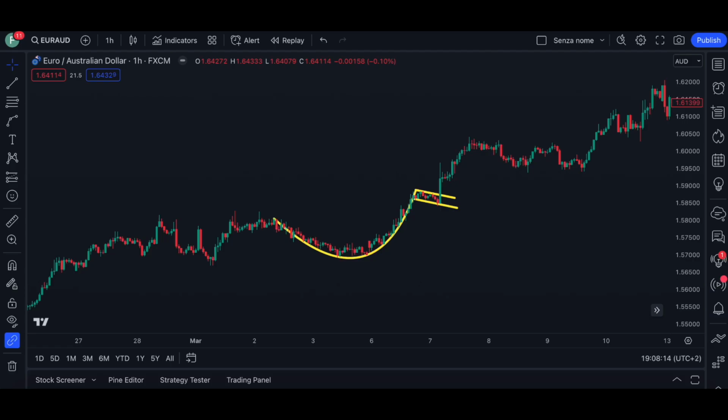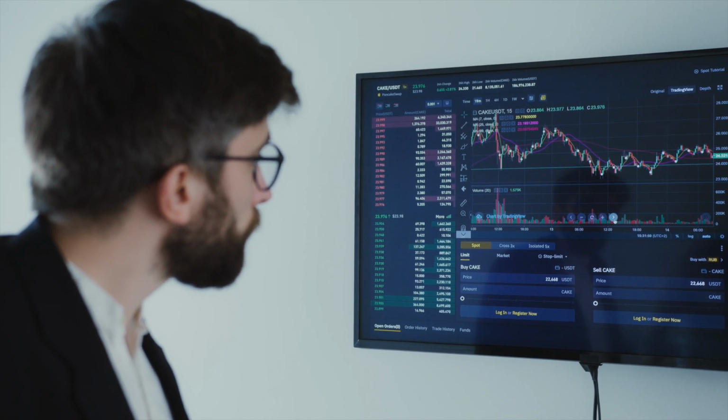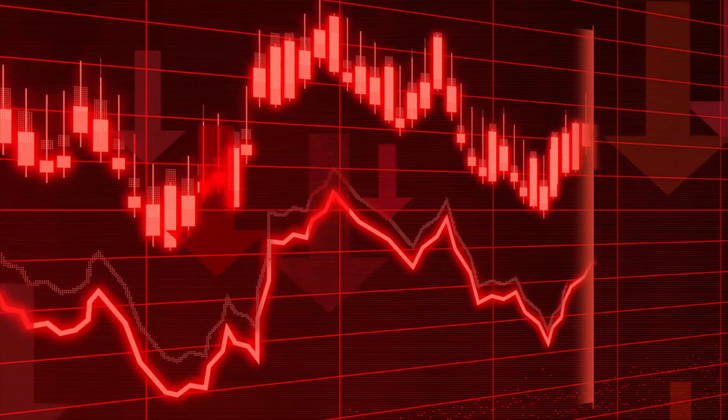And this pattern will allow you to identify good entry points for your trades and determine safe stop losses and accurate take profit levels. Spotting a cup and handle is relatively simple because it looks like a teacup with a handle. Let me show you an example on my laptop.